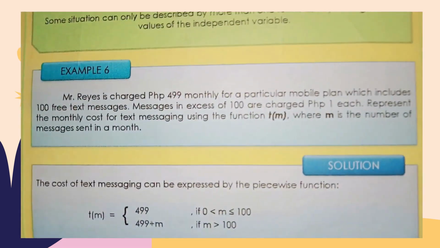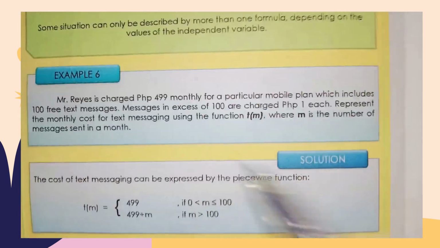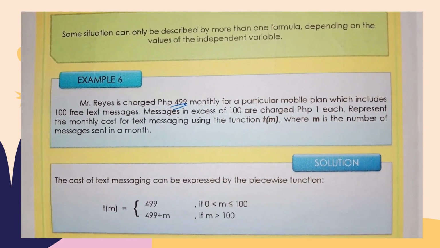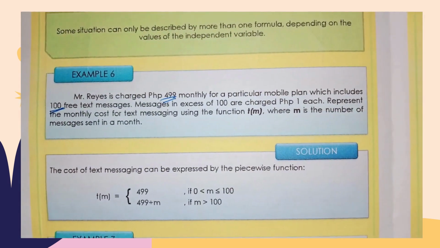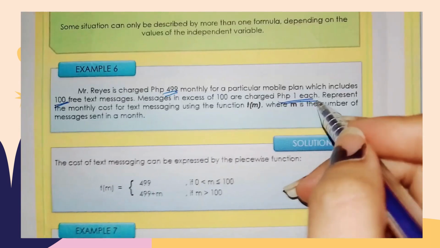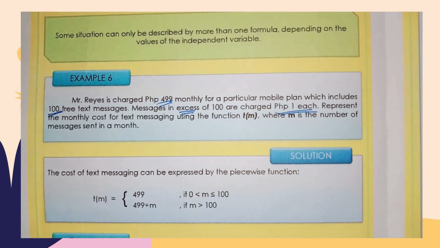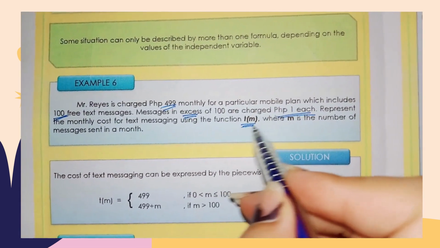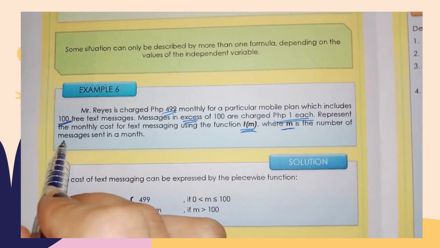So, example 6, Mr. Reyes is charged 499 pesos monthly for a particular mobile plan which includes 100 free text messages. Messages in excess of 100 are charged 1 pesos each. So these are the excess. Represent the monthly cost for text messaging using the function T of M, where M is the number of messages sent in a month.